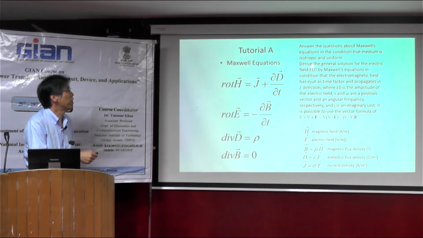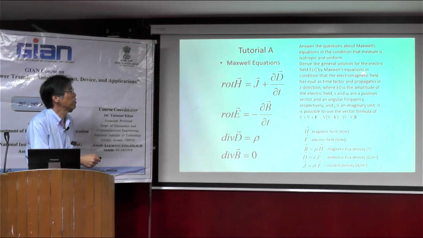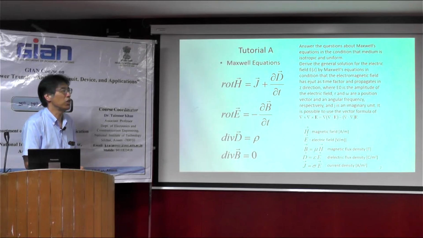So derive the general solution for the electric field E_z from Maxwell's equations, under the condition that the electromagnetic field has e^{jωt} as a time factor and propagates in the z direction, where E0 is the amplitude of the electric field, and r and ω are the position vector and angular frequency, respectively. And of course, j is the imaginary unit. It's possible to use this vector formula, etc.